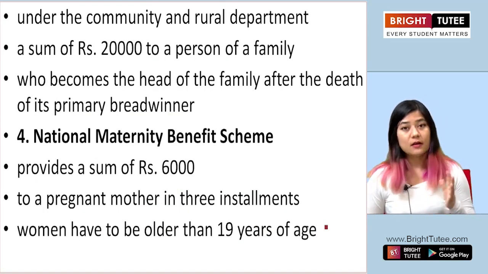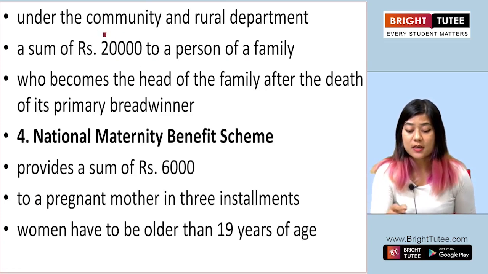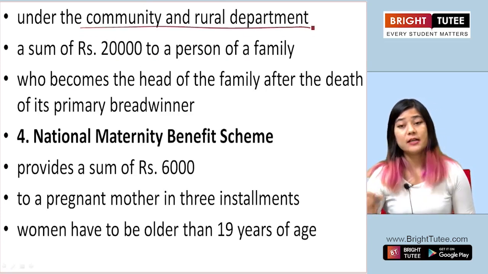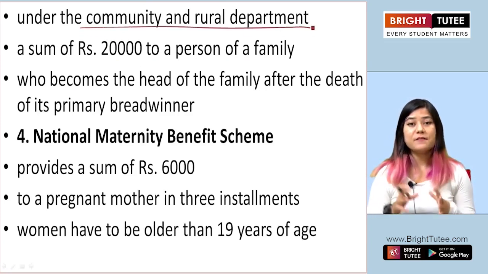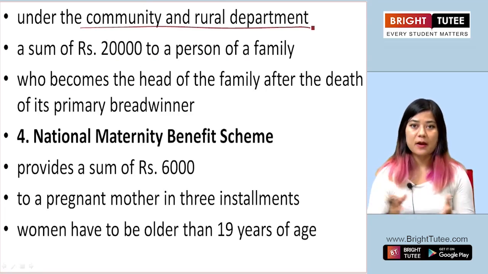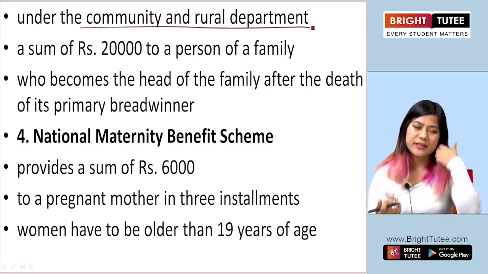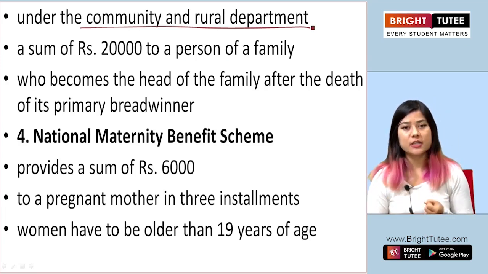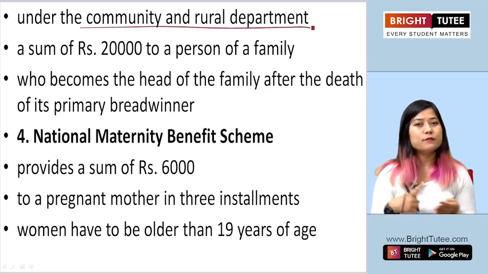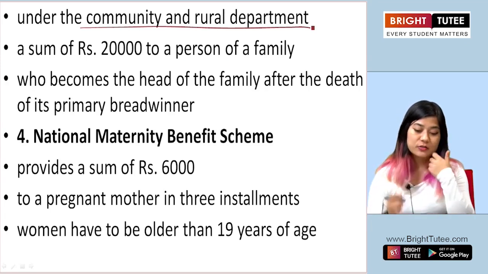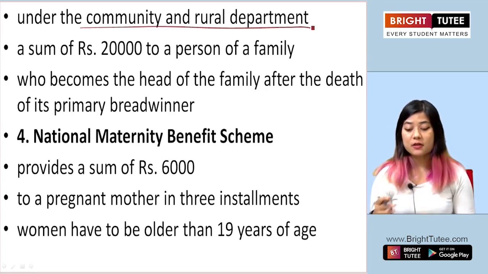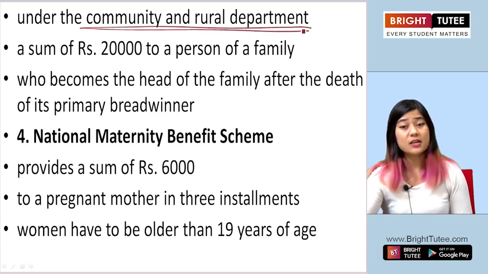So this scheme came under the Community and Rural Department. Okay, so every state government has different departments which take care of different areas of the state. For example, agriculture, education, health, food, etc. Right? So this scheme came under the Community and Rural Department.